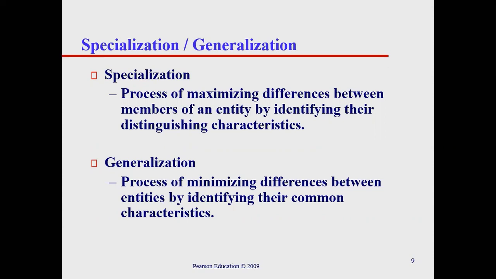Then, in case we don't need specialization, we'll go for generalization. Generalization is the process of minimizing differences between the entities by identifying their common characteristics. For example, employee name, employee ID, employee address. Every employee, whether from the HR department, marketing department or sales department, has a name, ID and address. So you can put these attributes in the superclass, meaning the upper class, the employees class.